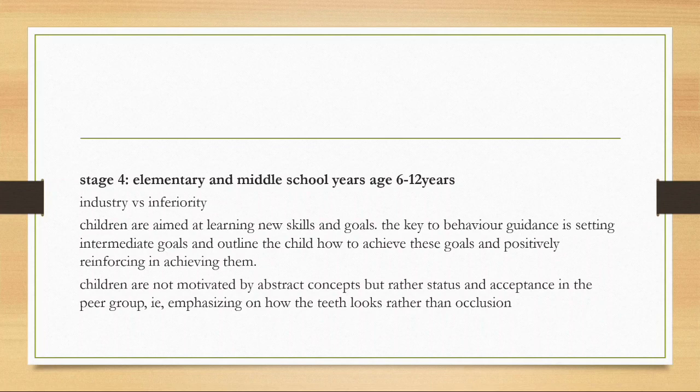Whereas stage 4 is elementary and middle school, that is industry versus inferiority. Here the children are aimed at learning new skills and goals. The key behavior is to guide in setting intermediate goals, outline how the child can achieve these goals, and positively reinforce it. Children are not motivated by abstract concepts but rather by status and acceptance in the peer group, that is, by emphasizing how the teeth look rather than occlusion, by comparing with peer groups, at 6 to 12 years, where they are very conscious about their teeth.